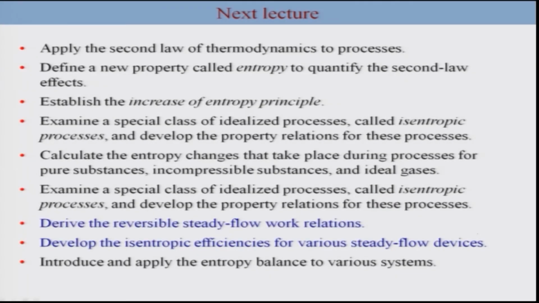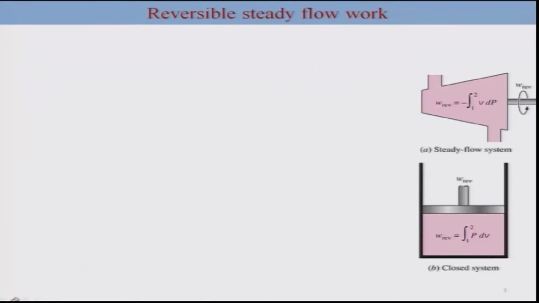Welcome back. In the last lecture, we were discussing the entropy change, particularly for pure substances, incompressible substances and ideal gases. As well as we looked at idealized processes called isentropic processes. And particularly we developed the property relation for these processes. So in this particular lecture, we'll start with the derivation of a reversible steady flow work relation. So let me start with a basic energy balance, particularly for a reversible process.